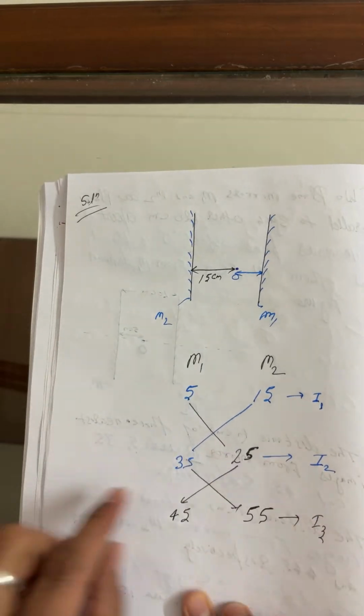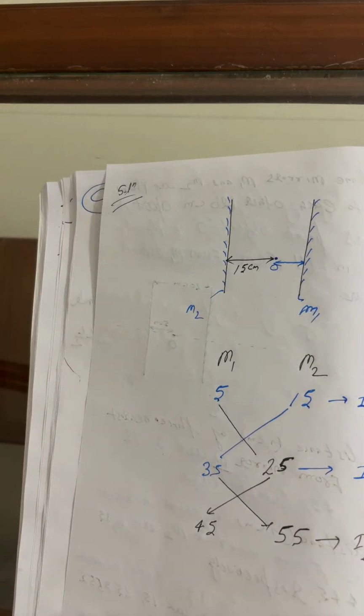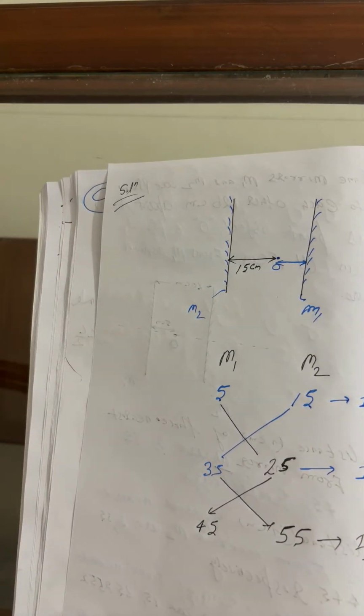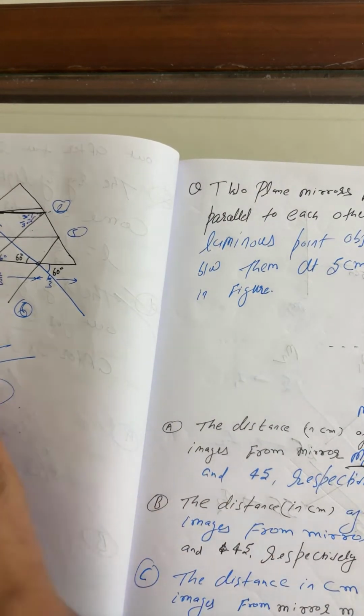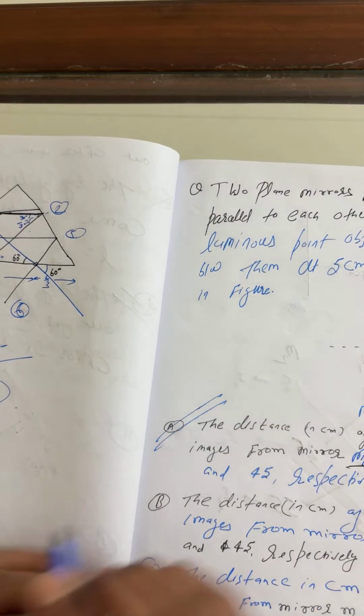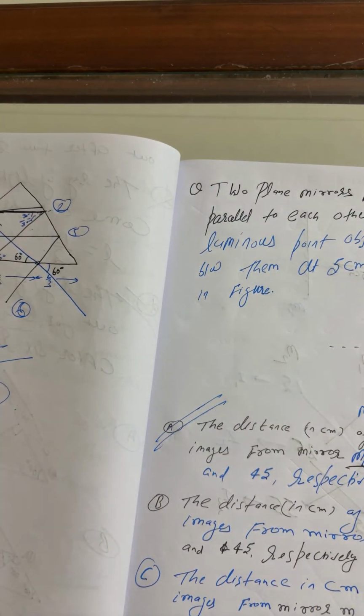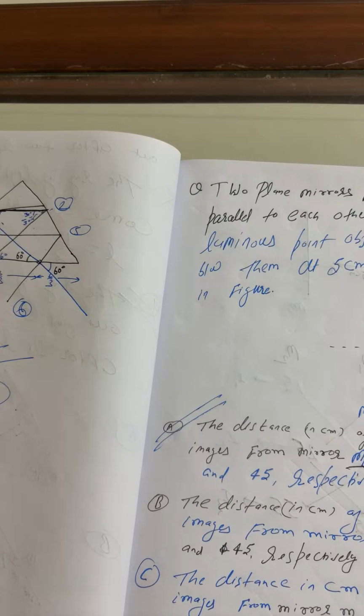Have a look. 5, 35 and 45 also. Correct only. Okay. So you can see, option first is correct, student. Right?